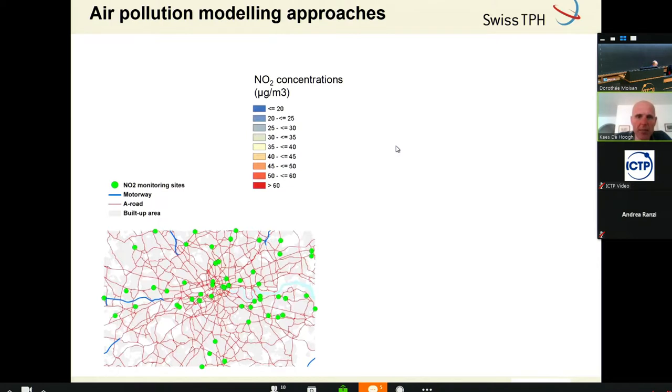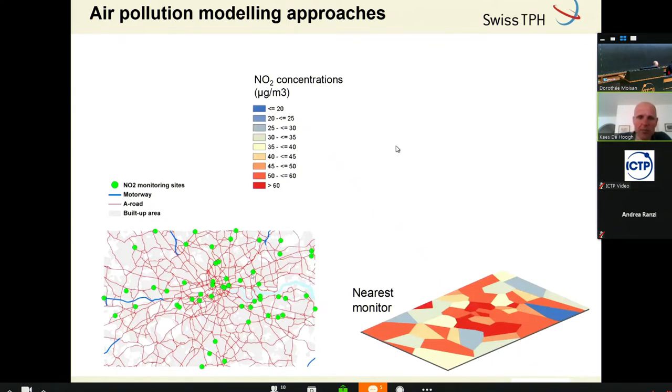This is an example of some of these methods and then overlaid with each other just to see what different exposure surface they give. This is, for instance, a situation in London where we have monitoring stations, NO2 monitoring stations across London. And if we use the very first method I mentioned, this Voronoi tessellation method, where we use the nearest monitor to assign an exposure assessment to population, we get a surface like this across London.